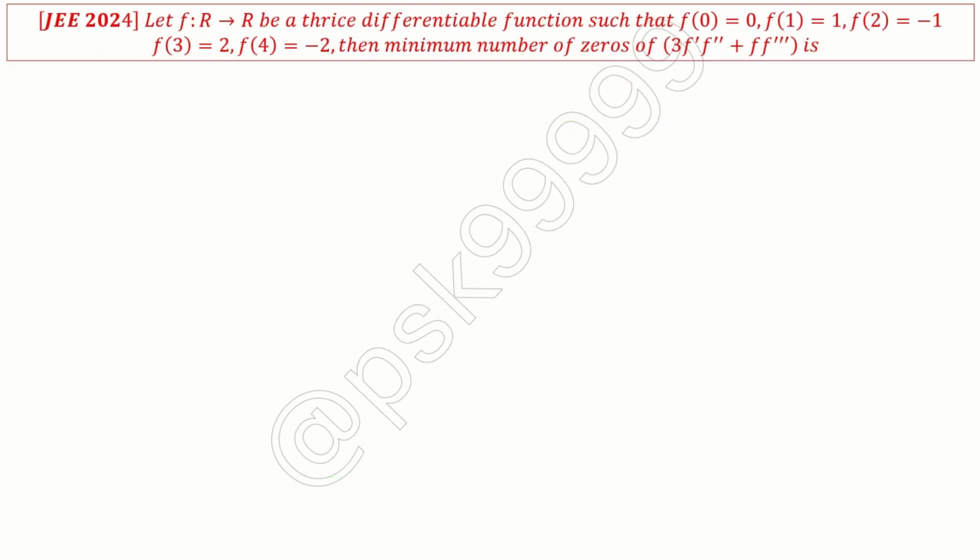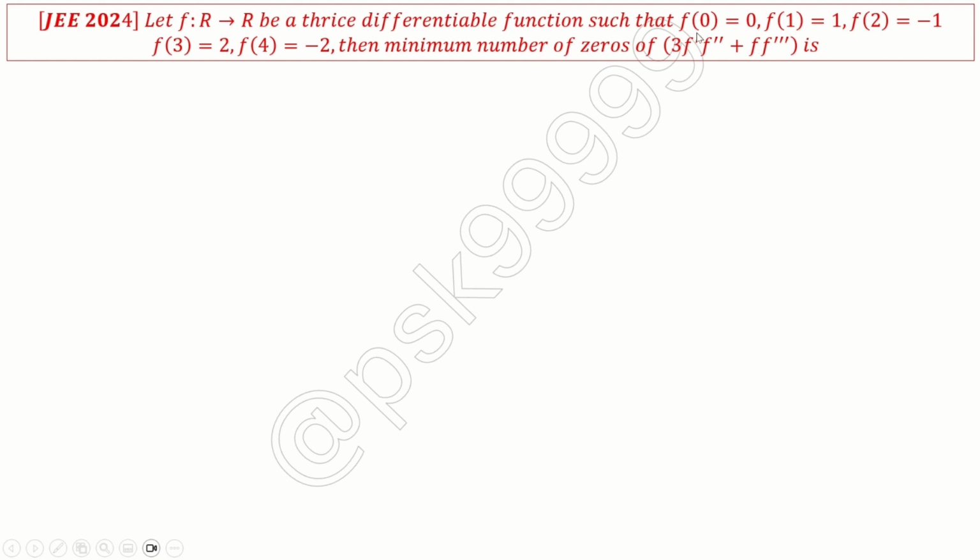Next, f is defined from real to real, a thrice differentiable function such that f of 0 equals 0, f of 1 equals 1, f of 2 equals minus 1, f of 3 equals 2, f of 4 equals minus 2. Then the minimum number of zeros of 3 times f dash f double dash plus f triple dash is?